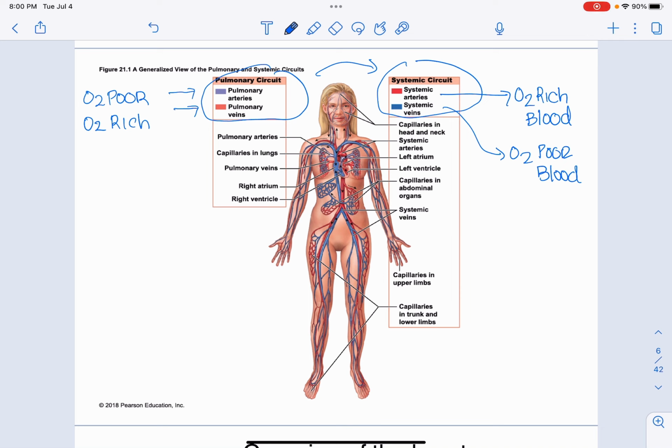And in this instance, the pulmonary artery is going to carry oxygen-poor blood to the lungs, and then it's going to get oxygenated in the lungs, and the pulmonary veins are going to bring oxygen-rich blood back to the heart so that it can then circulate throughout the whole body. So again, normally arteries are going to be red and they're going to carry oxygenated blood, and veins are going to be depicted in blue and they're going to carry oxygen-poor blood, except for the pulmonary circuit. That is going to be the opposite.